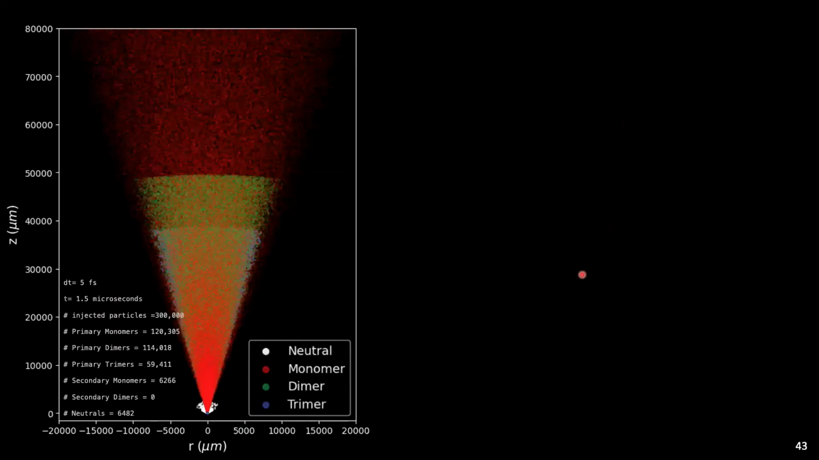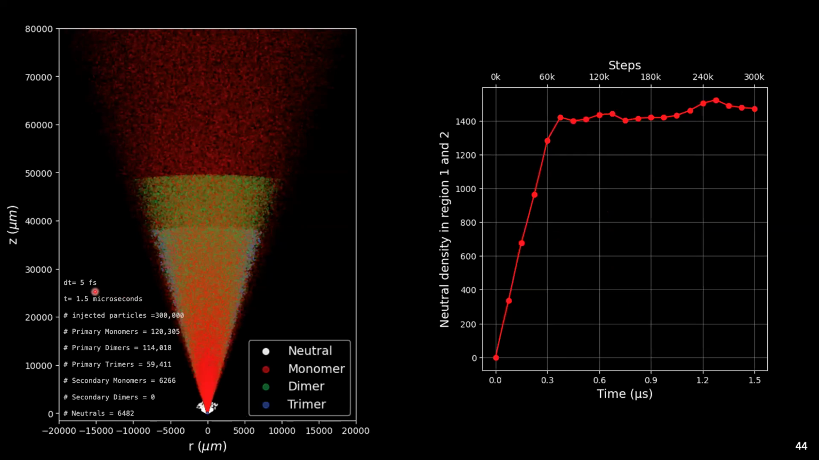And then we get this result here after emitting 300,000 particles with a time step of 5 femtoseconds. And the criterion of convergence that we used is the number of neutrals in region 1 and 2. And we see that there is sort of convergence when we reach about 70 or 80,000 time steps.